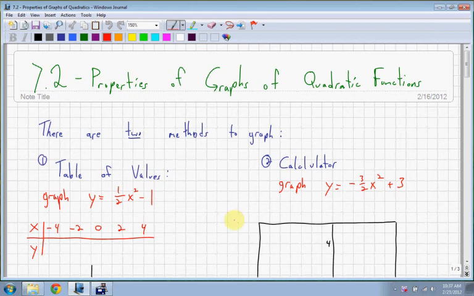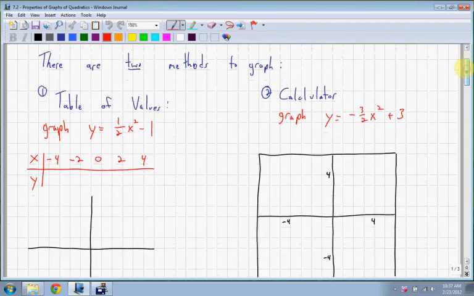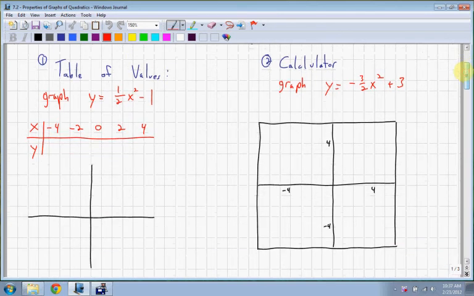Section 7.2 is properties of graphs of quadratic functions. There's basically two methods of how to graph. We've already seen how to graph using the calculator. I'm going to keep going over this again though so that you totally understand how to do it with the calculator. The first way, and this is the way we used to do them in school, was by a table of values.